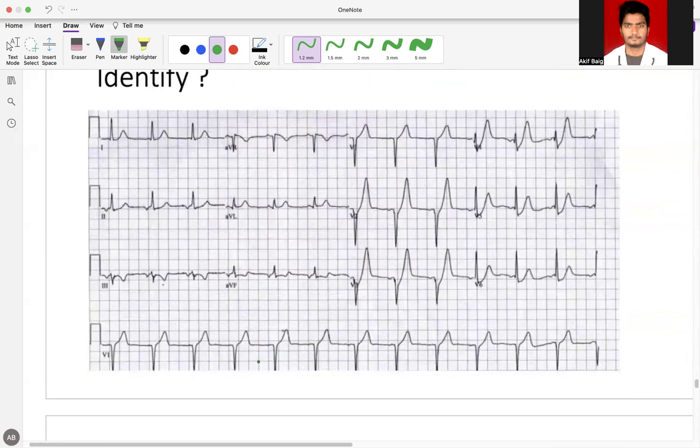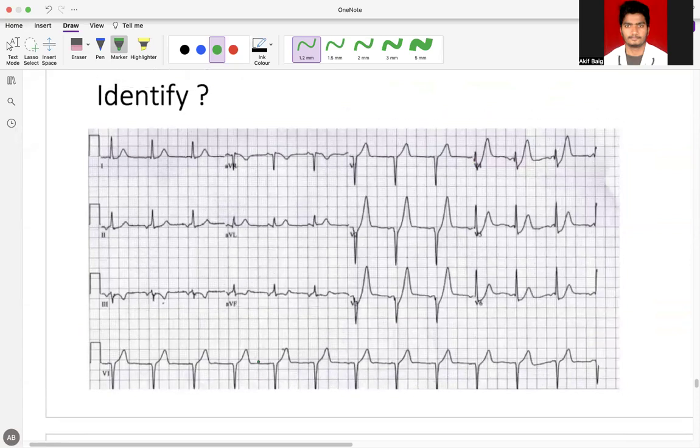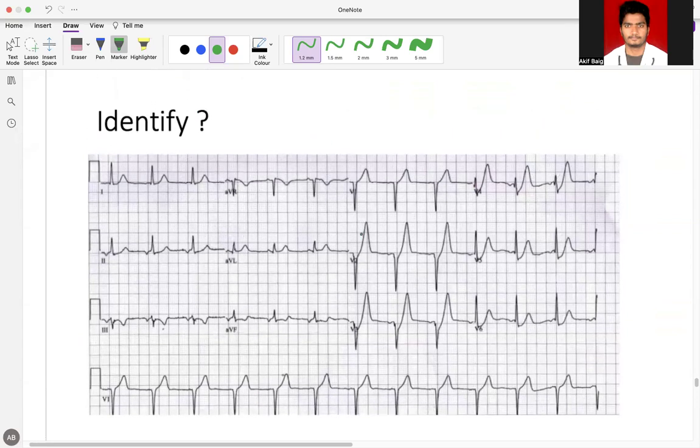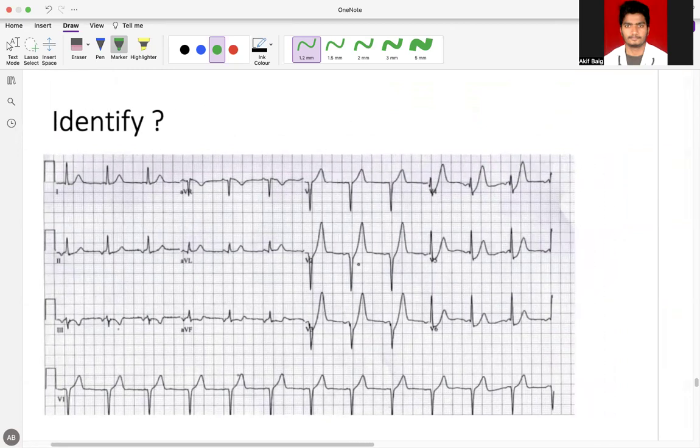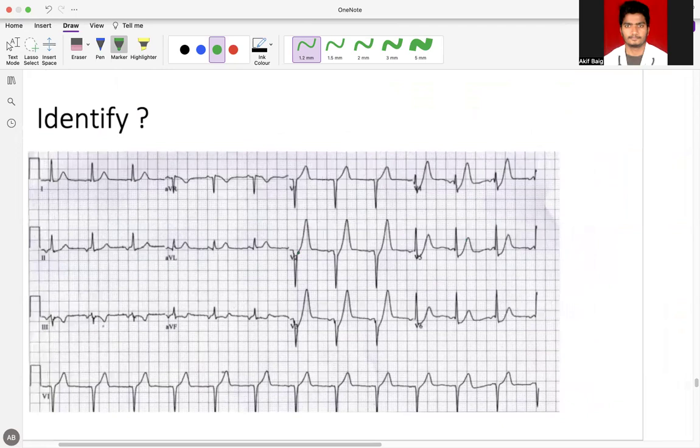So identify this. Here you can see this is hyperacute T waves. But the important thing is to differentiate it, as I told you, from hyperkalemia. How are the ST elevations? Here you can see there is upsloping ST depression. So ST segment elevation is not there, but ST segment depression is there.